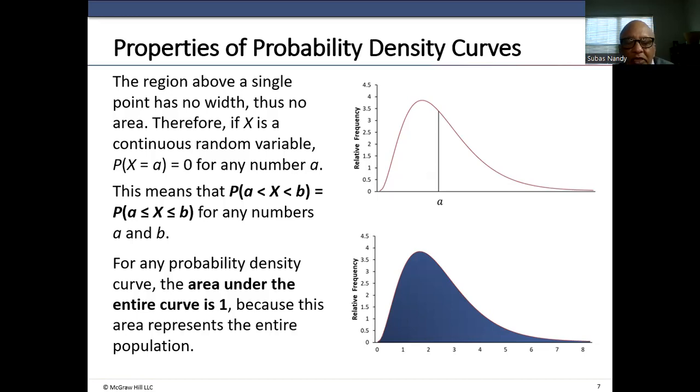For any probability density curve, the area under the entire curve is 1, because this area represents the entire population. Remember, the sum of probabilities is always equal to 1 or 100%. Therefore, the area under the probability density curve, which basically represents probability, is equal to 1, the total area.